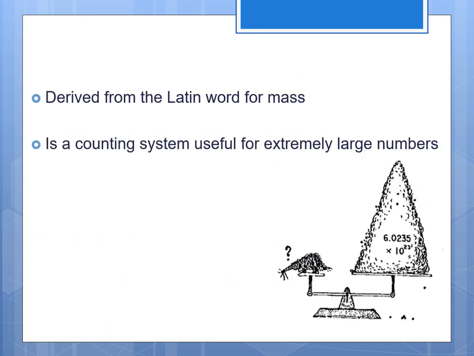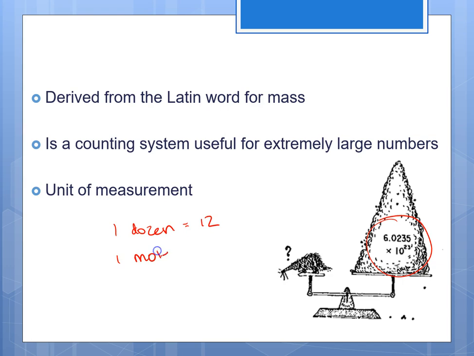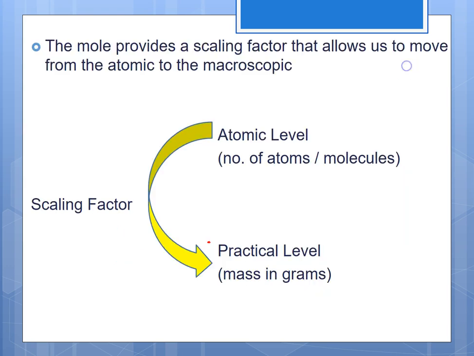So the mole itself is derived from the Latin word for mass, okay? And essentially it's a counting system for very large numbers. So it's a unit of measurement, and that very large number is 6.02 times 10 to the 23, okay? So remember, if one dozen was equal to 12, well, 1 mole is equal to 6.02 times 10 to the 23. Okay, so at this point, it's just a name we use for a large number of things.